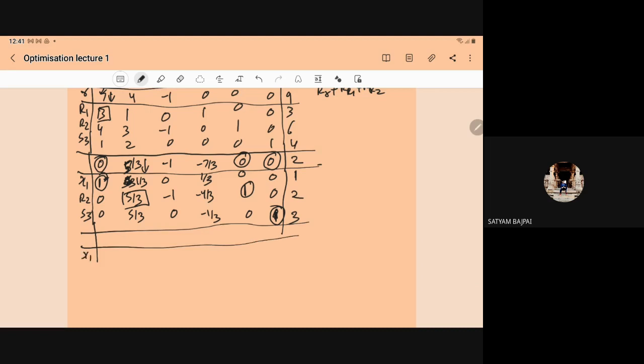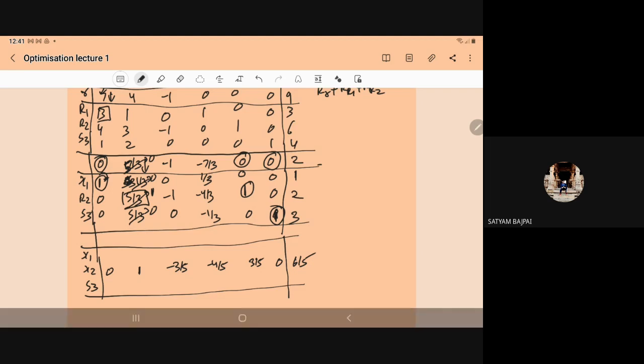So here x1, x2, x3 will be our basic variables. We have to make this 1, this 1, and this 0, this 0, this 0. So it is 1, so it will be 0. We have to multiply by 3 by 5, so minus 3 by 5. Multiply with 3 by 5, so minus 4 by 5. Multiply with 3 by 5, 0. Multiply by 3 by 5, 6 by 5. So this is your second row, right?